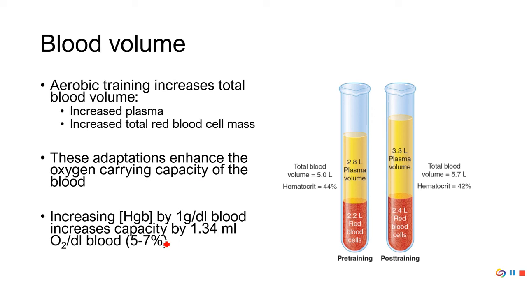Okay? And so just to give you an idea, if we are able to increase the concentration of hemoglobin by 1 gram per deciliter of blood, that's ultimately going to improve our oxygen carrying capacity by 5 to 7%. That'd be pretty significant, right?